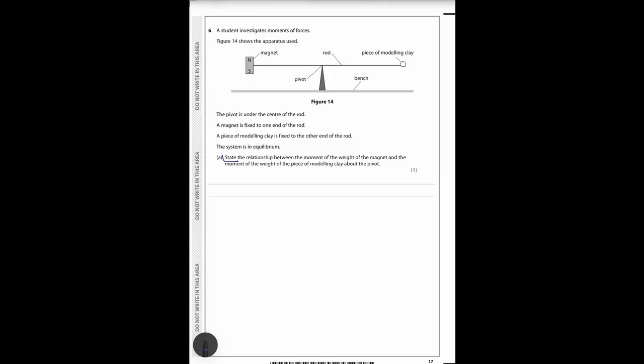So it's a state, which means I just need to know it and write it down again. And what's the key piece of information it's telling me? It's telling me that it's in equilibrium. So basically, what it's asking me about is the 2 moments, and what do I know about moments when they're in equilibrium? So this keyword here, equilibrium. And I just know the same thing that I'm going to make sure that I write down all the time. So the sum of the clockwise moments is equal to the sum of the anti-clockwise moments about a pivot.